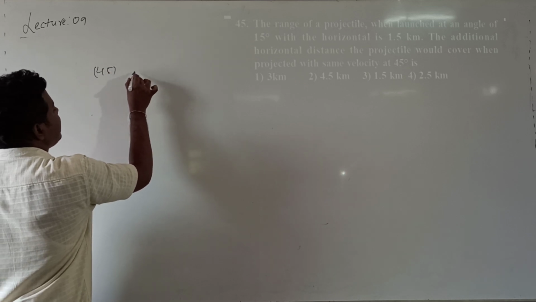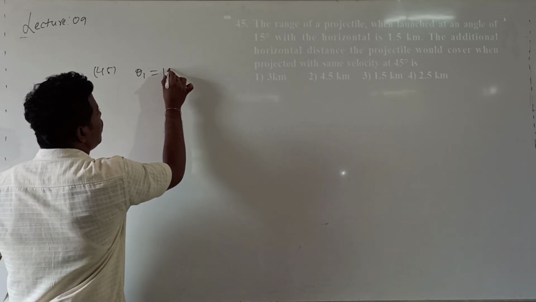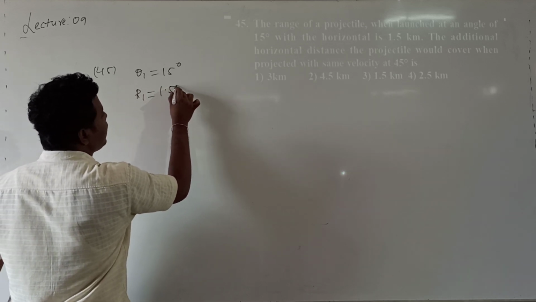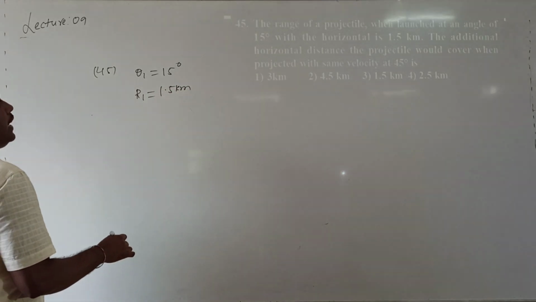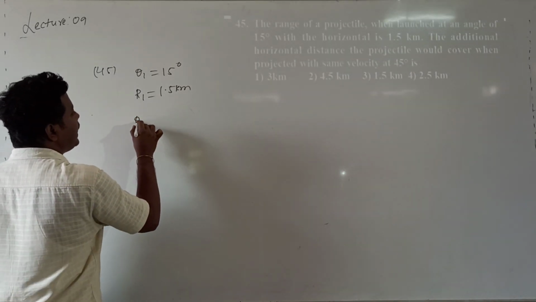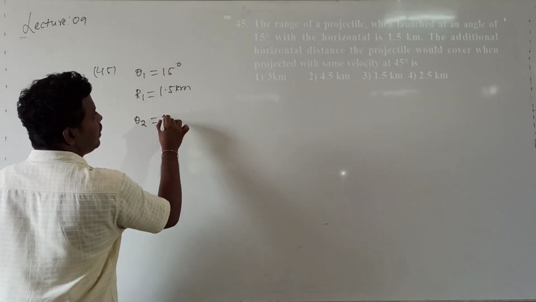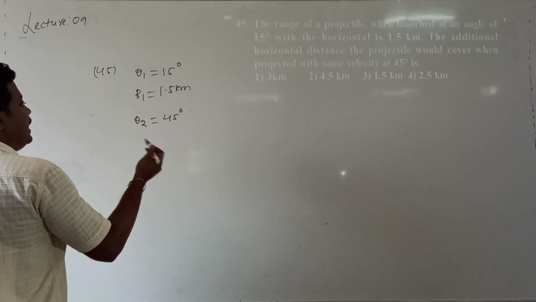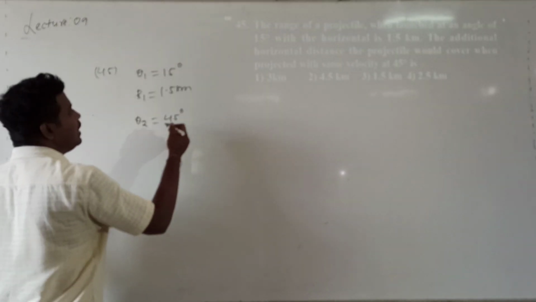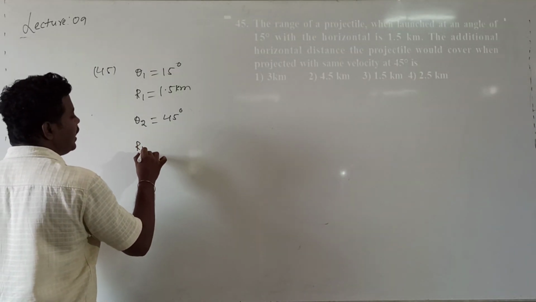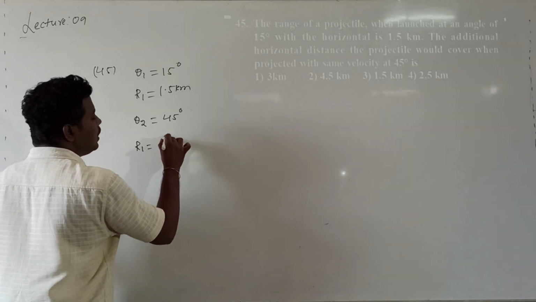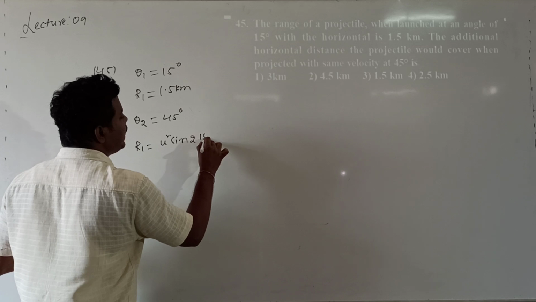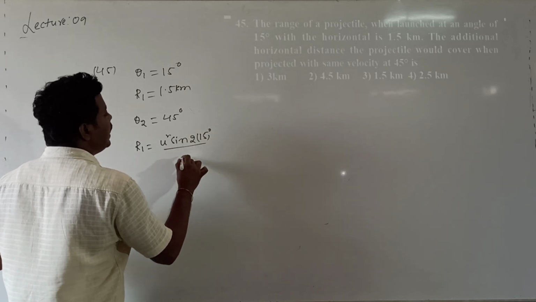First, they gave theta 1 equal to 15 degrees. When theta 1 is 15 degrees, the range is 1.5 kilometers. Theta 2 is 45 degrees. When theta 2 is 45 degrees, what is the additional range they are asking us to calculate? What is the R1 formula? R1 is equal to u square into sin 2 theta 1, that is 2 into 15 degrees, divided by g.